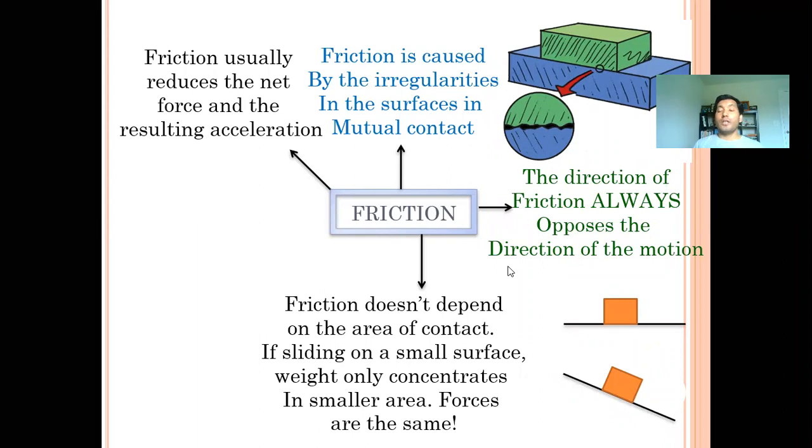Okay. So another thing you have to notice here is friction does not depend on the area of contact. It depends on the nature of the surface. If roughness is more, frictional force will be more. If roughness is less, the frictional force will be less. Okay.